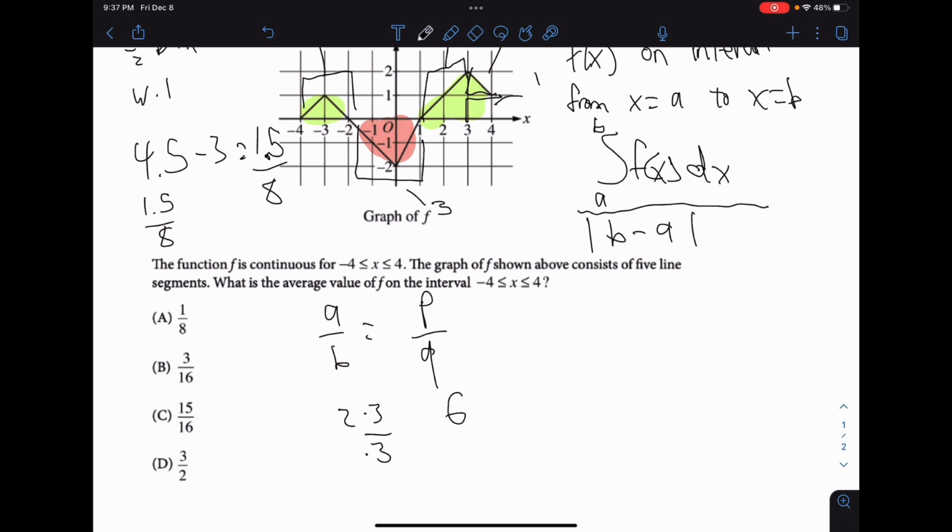what are we doing? We're multiplying by 1. We're not changing any numbers. So 6. And then whatever is on the bottom. So what I did right here, if I take 1.5 and I want it to equal 3, I multiply that by 2. So 3 over 8. But I got to multiply the bottom by 2 too. So 3 over 16, that's my answer, B.